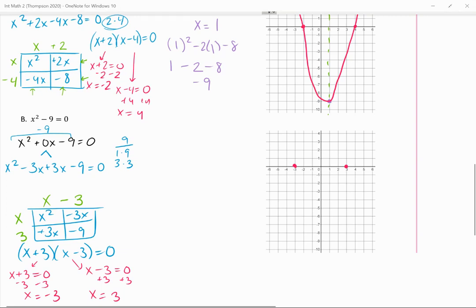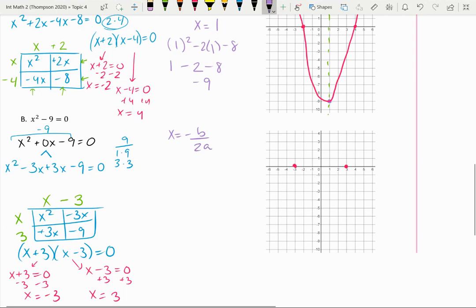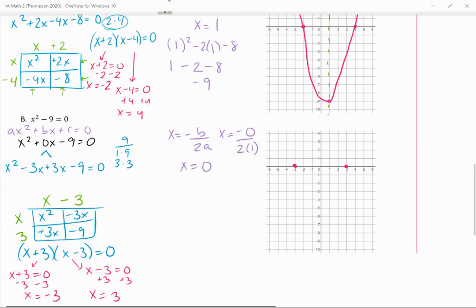But I still need the vertex. In order to get the vertex, I'm going to use x equals -b divided by 2a. If you feel like it's helpful, you could write the standard form of the equation. So when I plug in x equals -0 divided by 2 times 1. Well, 0 divided by anything is just 0. So I get x equals 0 for my x value of my vertex. You could draw in the axis of symmetry if it makes you happy.